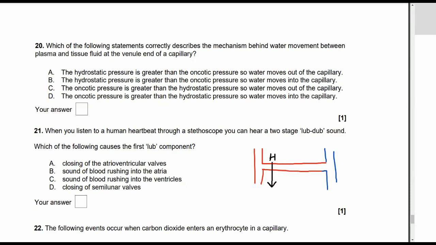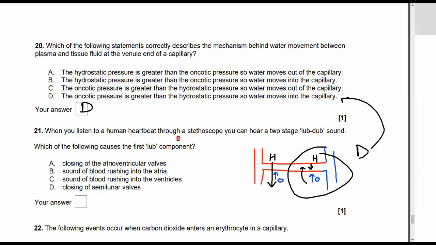So at the arterial end, it's big here where I'm drawing it now. But at the venular end, the blue end on my diagram, the hydrostatic pressure has fallen. It's fallen so much that water moves back into the capillary by osmosis. And so the oncotic pressure is greater than the hydrostatic pressure, so water moves into the capillary. The answer is D.